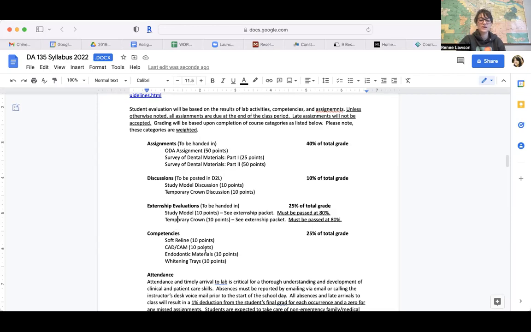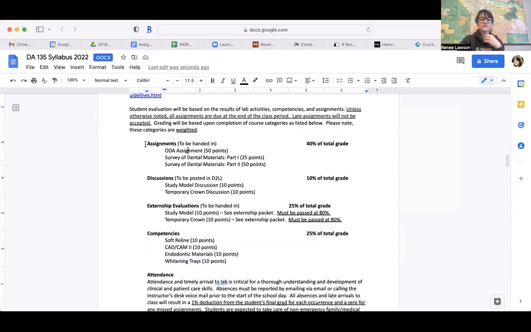And then the last thing here, these are the things we're actually going to do during those 2 lab sessions at PCC. So you're going to have 4 competencies. We're going to do soft reline. We're going to do CAD-CAM 2. So this should say CAD-CAM 2 because we did CAD-CAM 1 this term. You'll be doing another CAD-CAM competency. We're going to do endodontic materials, and then you're also going to fabricate your whitening trays. So we all made our models for whitening trays. We're going to actually fabricate the whitening trays spring term.